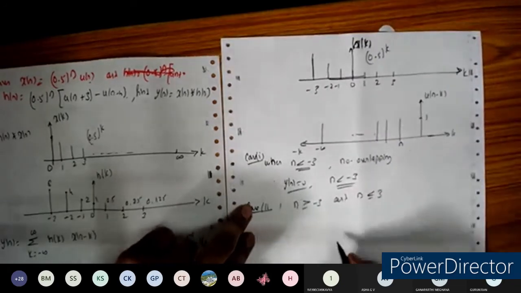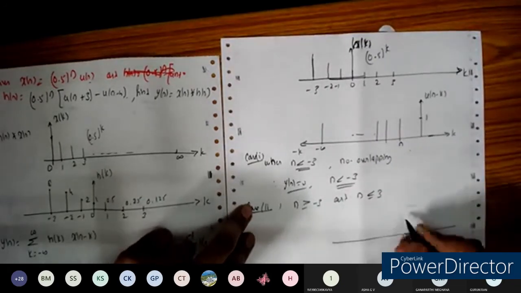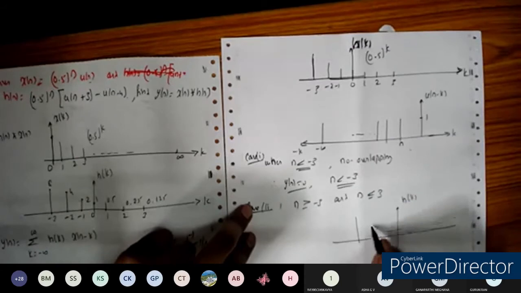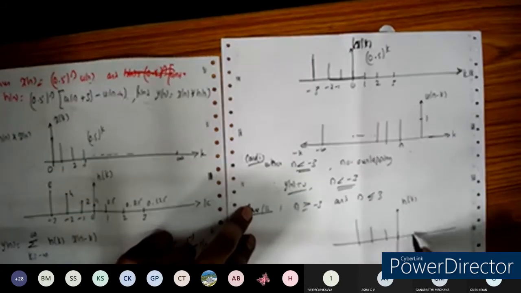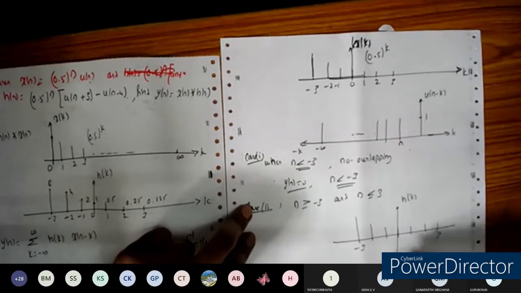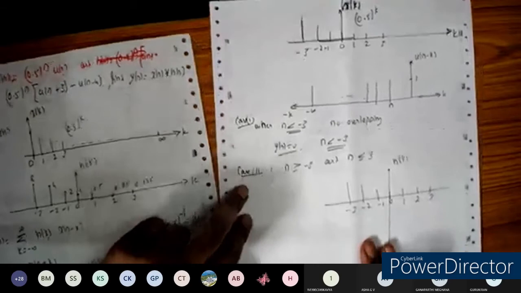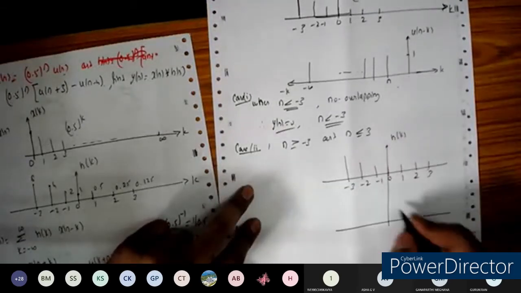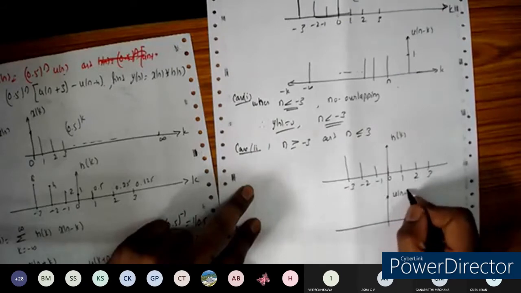In that case, I am plotting the h of k waveform here. So this is h of k, and it will range like this: minus 3, minus 2, minus 1, 0, 1, 2, 3. From minus 3 to plus 3, it ranges. And this other one is going to move anywhere here. So this is u of n minus k.